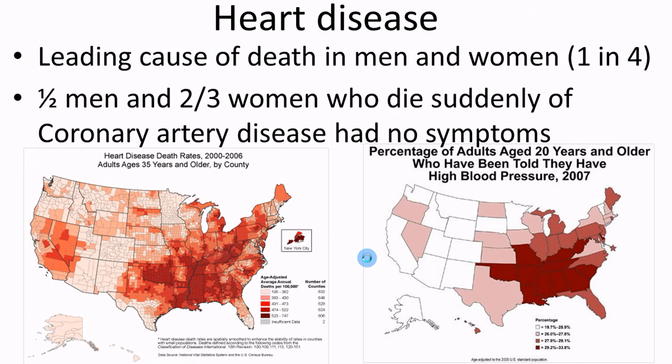So hopefully you're kind of curious. Heart disease, another reason you want to know about it is because it's the number one killer in the United States. About 1 in 4 people that die in the United States are going to die because of heart disease. Another really nasty thing about it is about half of the men that die of heart disease didn't even know they had symptoms. So it's sudden, it just happens. And about 2/3 of the women who die suddenly of coronary artery disease die without knowing they had any symptoms.